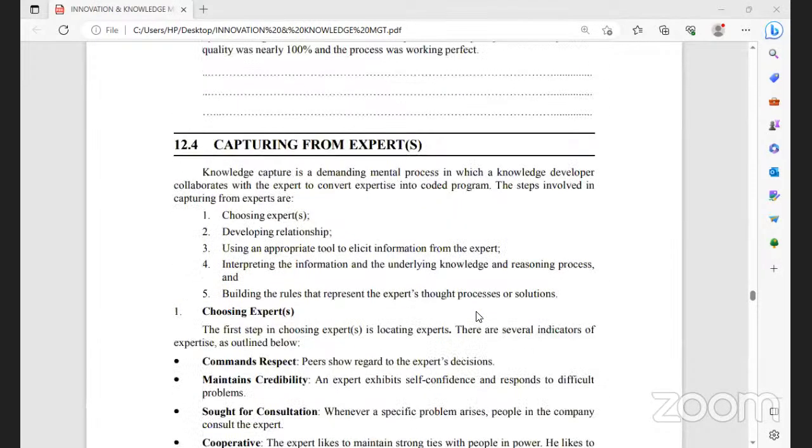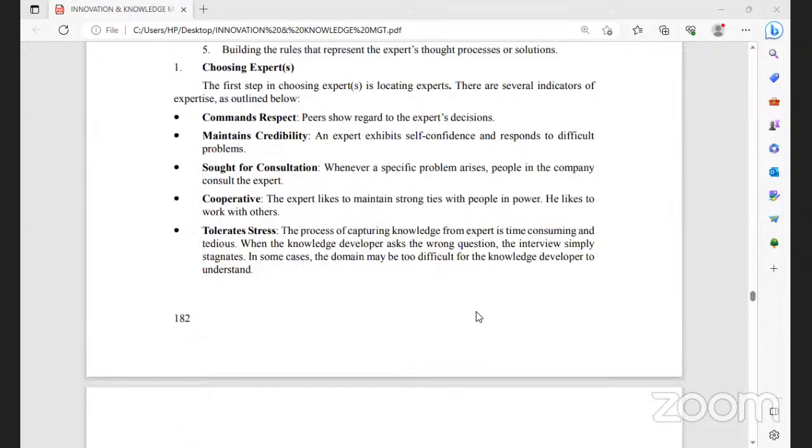Capturing from experts. Knowledge capture is a demanding mental process in which a knowledge developer collaborates with other experts to convert expertise into a coded program. The steps involved are choosing experts, developing a relationship, using an appropriate tool to elicit information from the expert, interpreting the information and the underlying knowledge and reasoning process, and building the rules that represent the expert's thought process or solution. It is a capturing mechanism from experts, which consists of 5 steps.